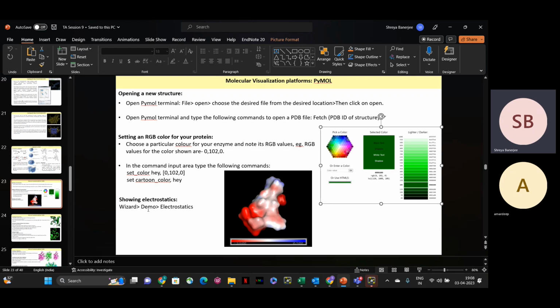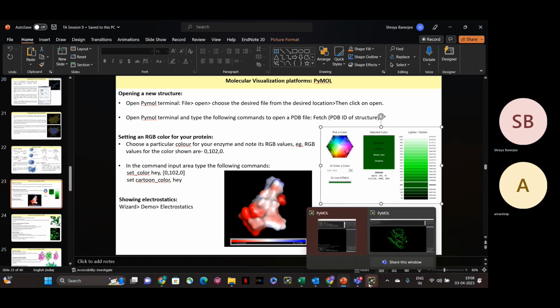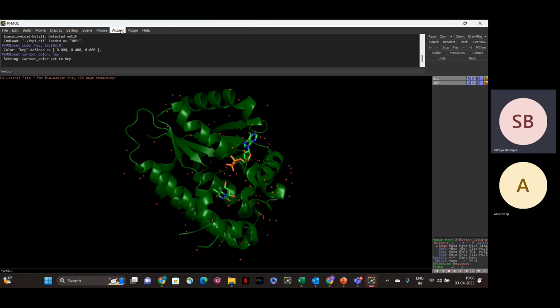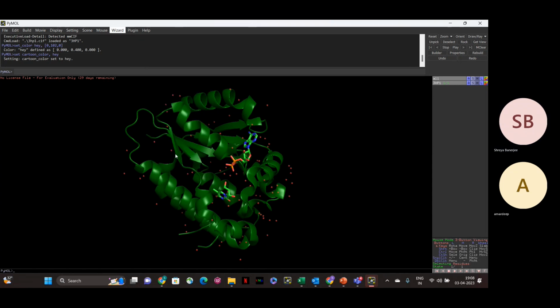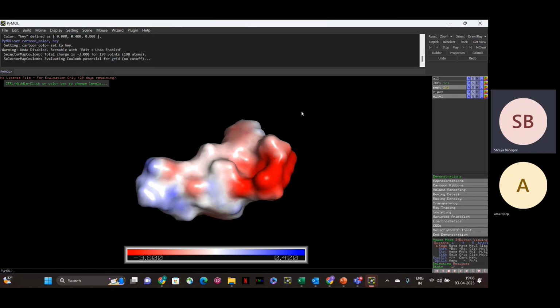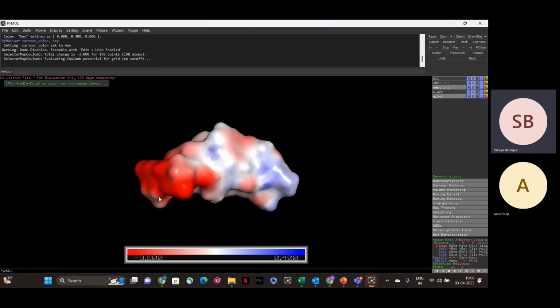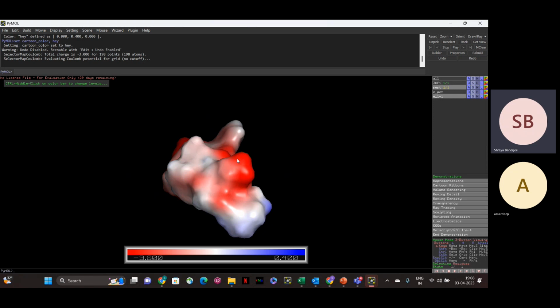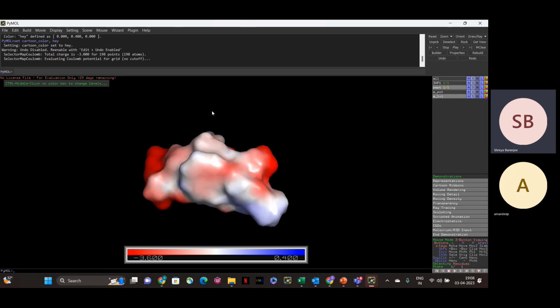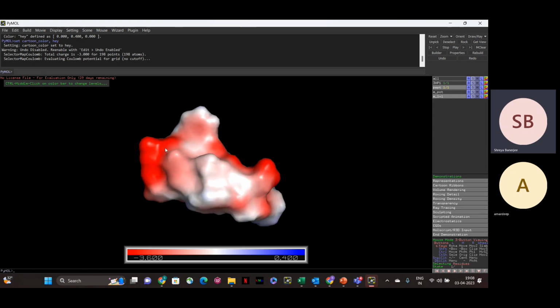Next, if we want to see the electrostatics, we have to go to this wizard option, wizard, demo, and then electrostatics. So wherever red is there, that is negatively charged, and blue is positively charged. So suppose this protein is binding with a positively charged ligand, then the ligand will bind to these red areas, which are negatively charged.